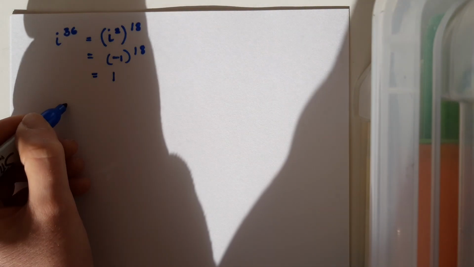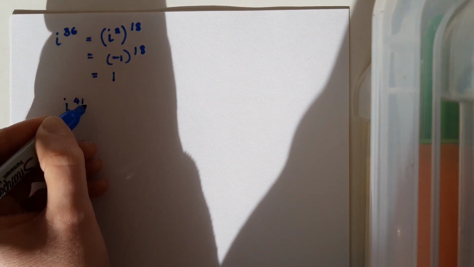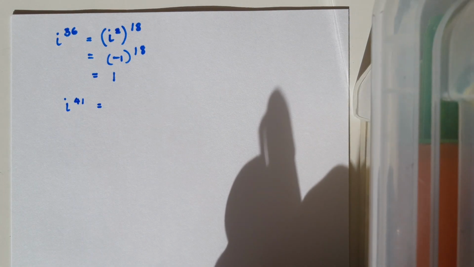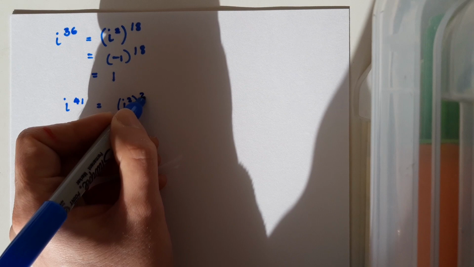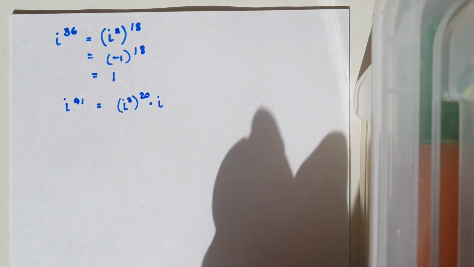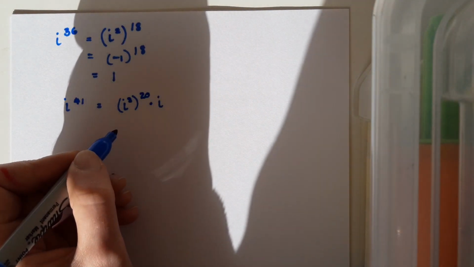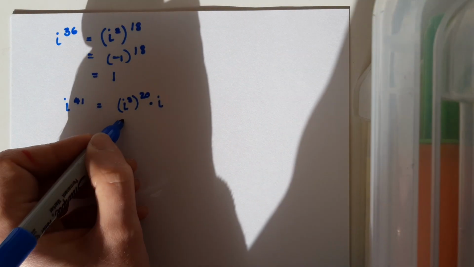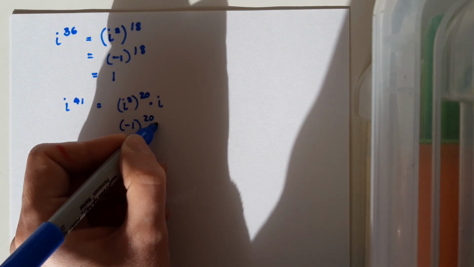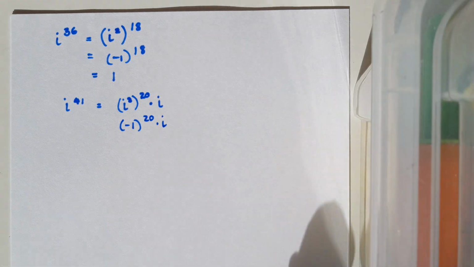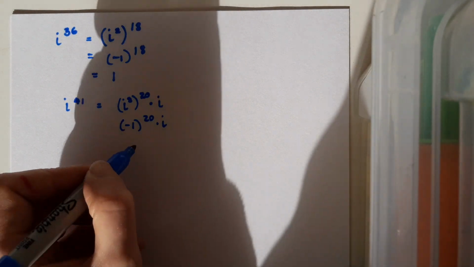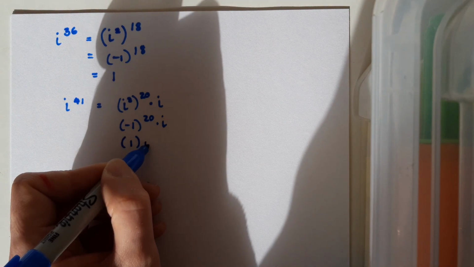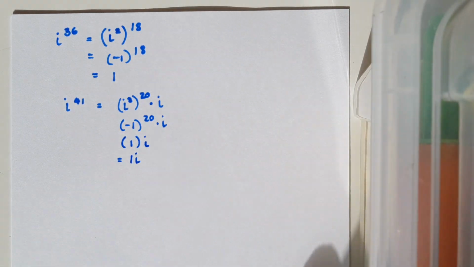What if I had i to the power of 41? Well, I've got 41, 2 will go into that 20 times with 1 left over. So I've got 20 pairs of i squared and that extra i. So that is going to give me minus 1 to the power of 20 times i. Again, just to point out there that an even power on a negative number will give me a positive result. So that's going to give me 1 times i, which is 1i.